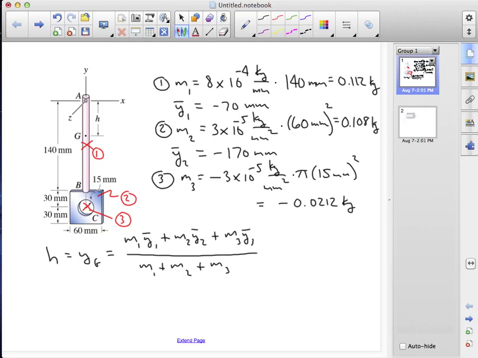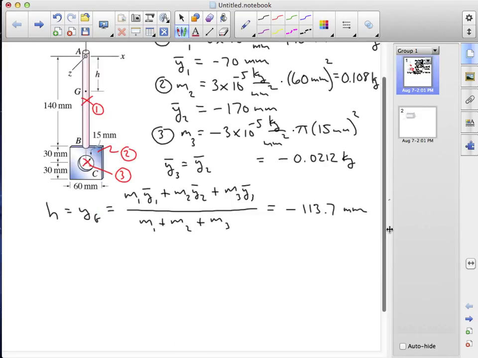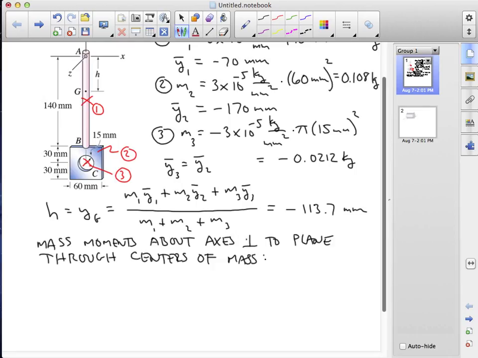and I forgot to make a note that the center of the hole is going to be the same as the center of the plate. If we plug these numbers in, we end up with H being equal to minus 113.7 millimeters. Now we can look up in the back of the book the mass moments for axes that go through the center of these planar or linear objects. If we do that, we find the following.